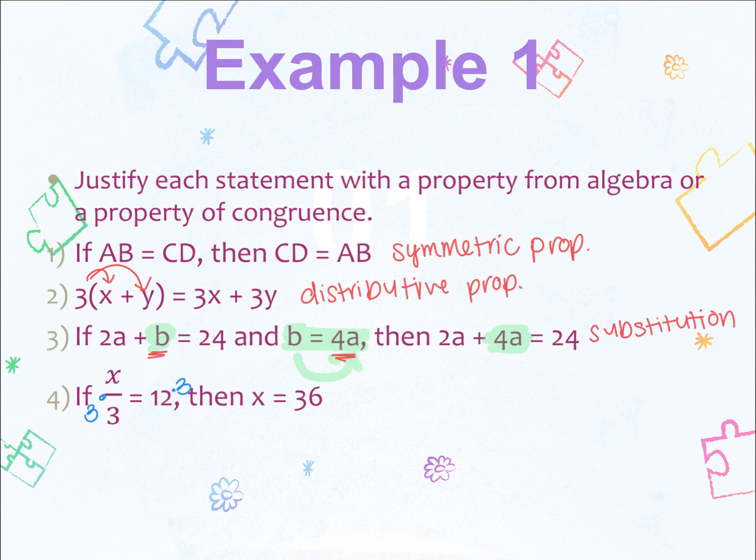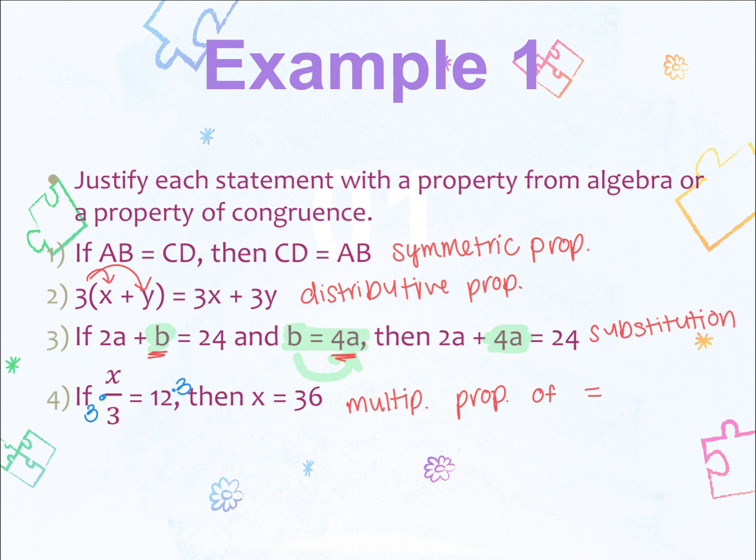So for this one, my property is going to be multiplication property of equality, because I did it to both sides of my equal sign. I'm just going to shorten it, because you guys could definitely shorten it to the equal sign. We're going to get to proofs next.